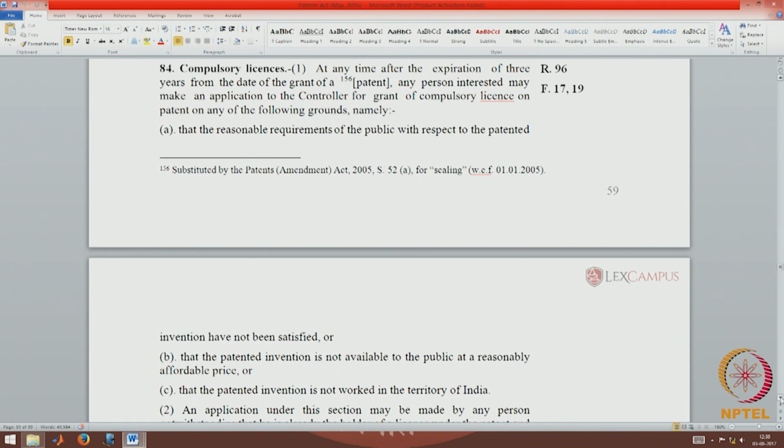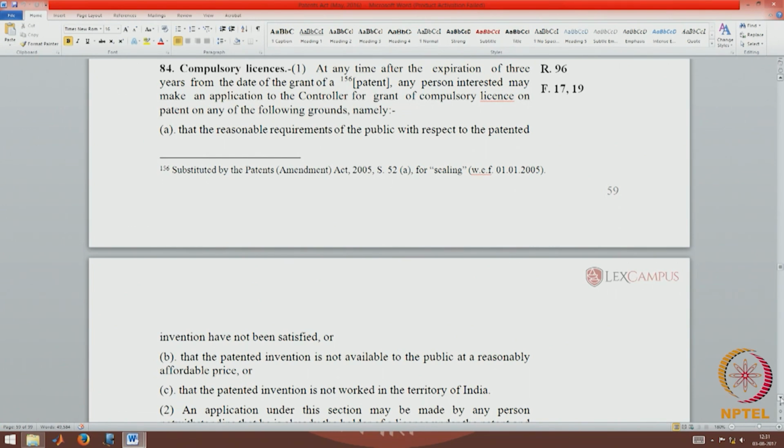Now, a compulsory license under section 84 can be made if 3 grounds are satisfied. Now, it can be made by a person interested, a person who has some interest in the patent as defined in section 2. The 3 grounds on which a compulsory license can be sought for are: A, the reasonable requirements of the public with regard to the patented invention has not been satisfied. Now, this is from the public's viewpoint. The reasonable requirement has not been satisfied.